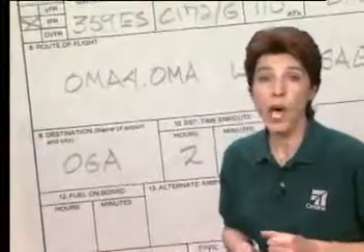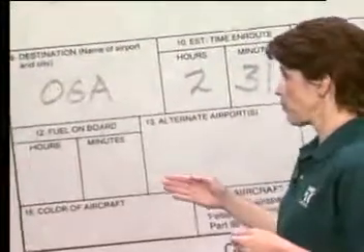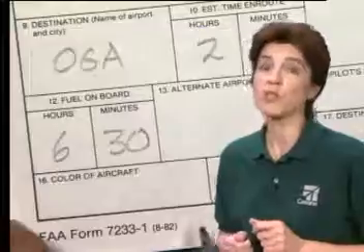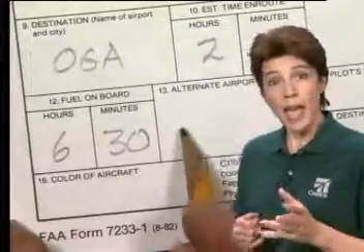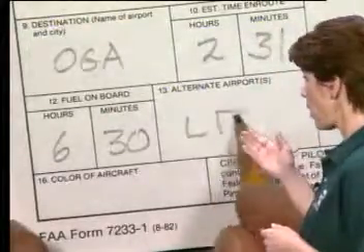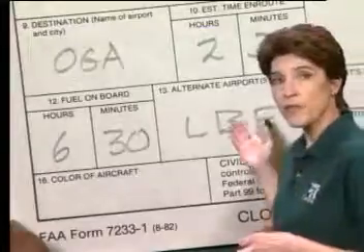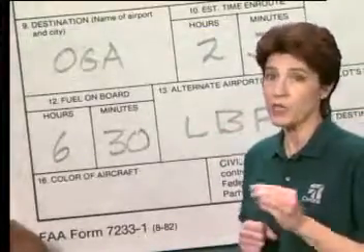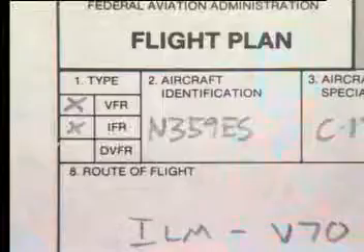Now let's look at Block 12, fuel on board. Remember, this is the time to dry tanks, not the required fuel that you so carefully computed. And Block 13 is alternate airport. You must file an alternate unless the weather at your destination meets the 1-2-3 rule.